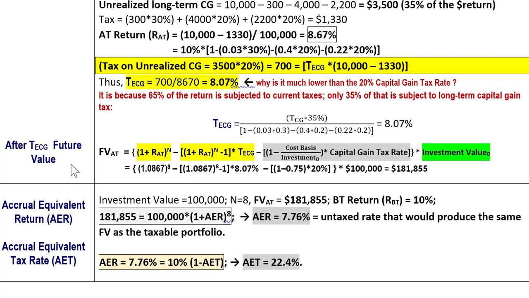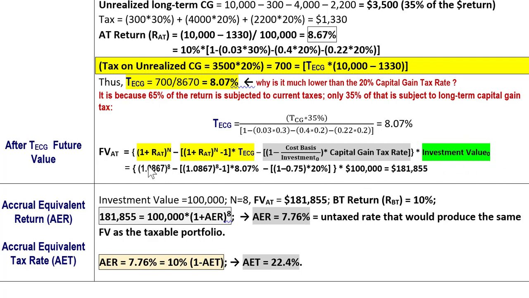So here is a formula here, and actually I don't really want you to memorize it, but I'd like you to understand it. The future value after tax with blended tax rate and with the unrealized capital gain, we need to adjust based on this approach. There are three parts, part 1, 2, 3, and then times the investment value. The investment value here is $100,000, right?